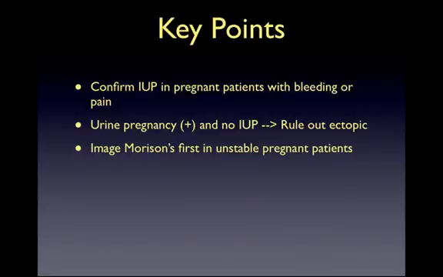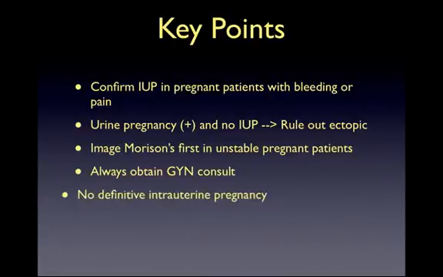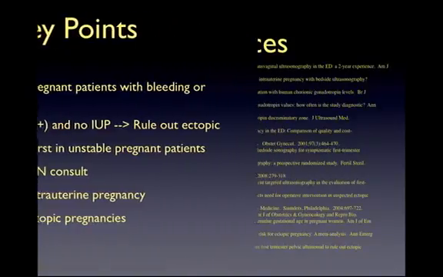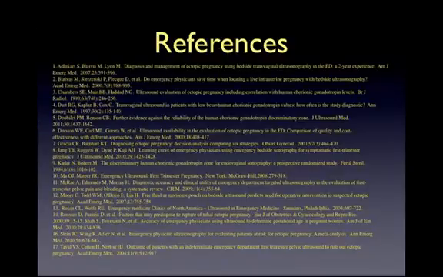In hemodynamically unstable pregnant patients, Morrison's pouch should be the first image that is obtained to evaluate for a ruptured ectopic. GYN should always be consulted if there is no definitive IUP and in all patients who are at risk for a heterotopic pregnancy.